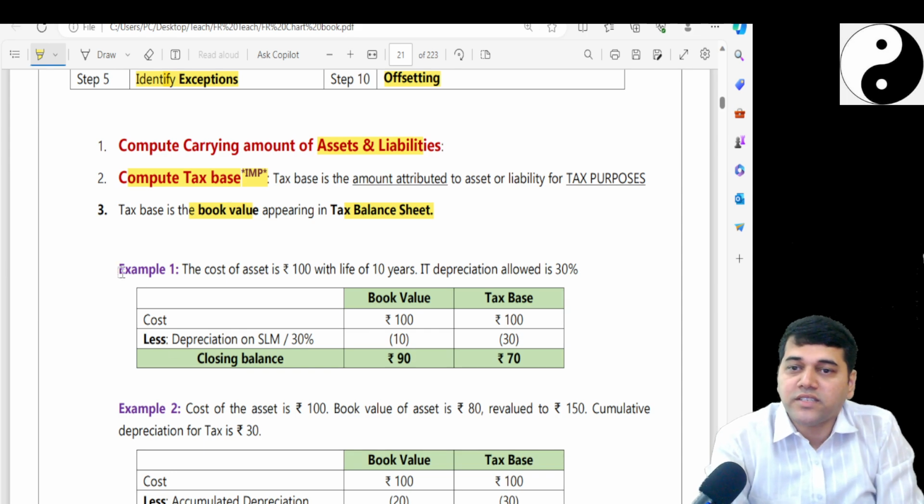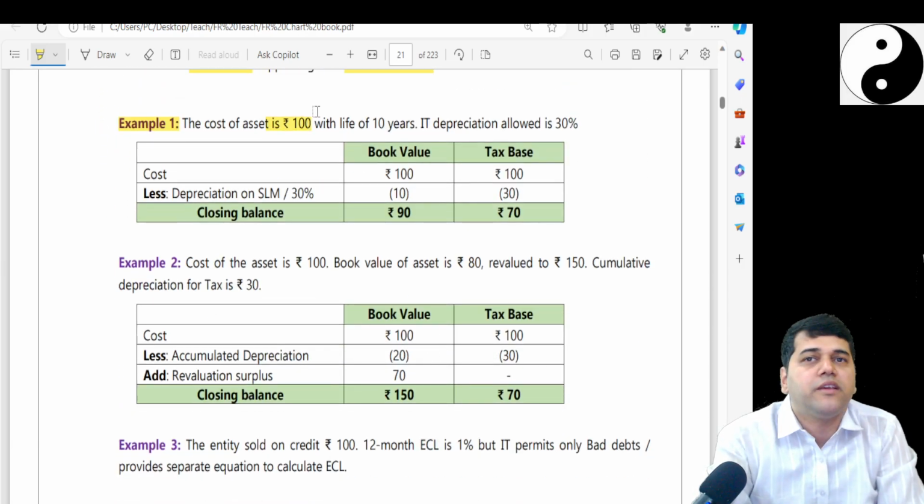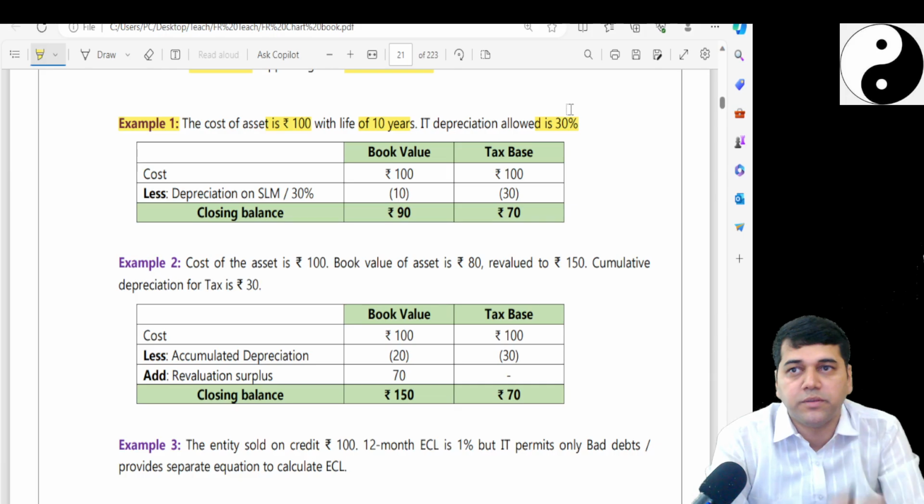Okay. Let us take certain example one. The cost of the asset is 100 rupees, say. Life is 10 years and IT depreciation allowed is 30%. Now, my book value versus tax base.